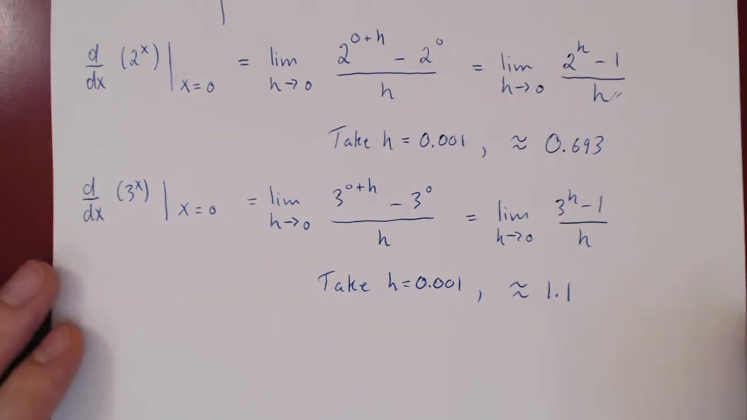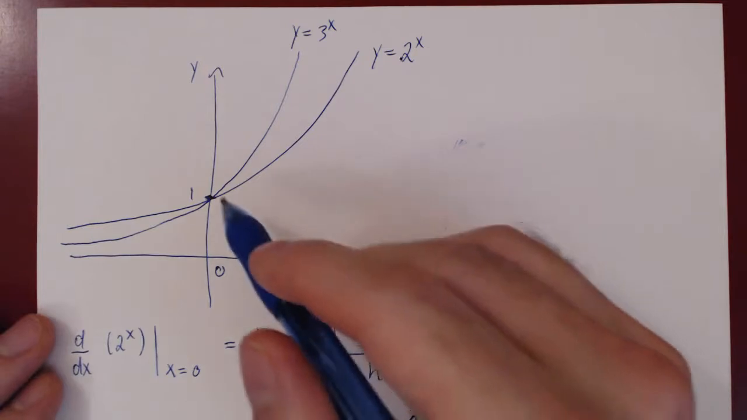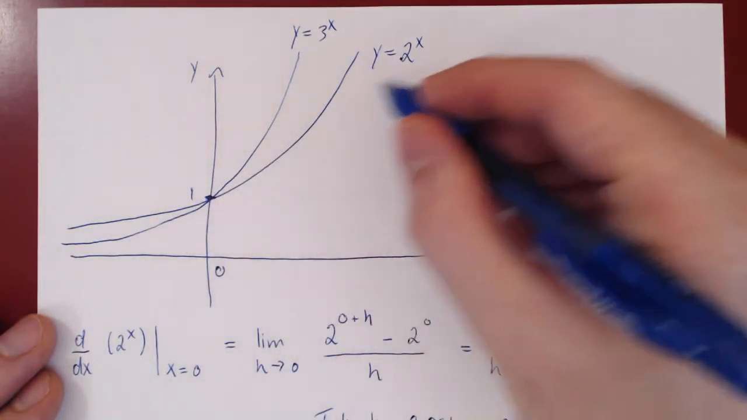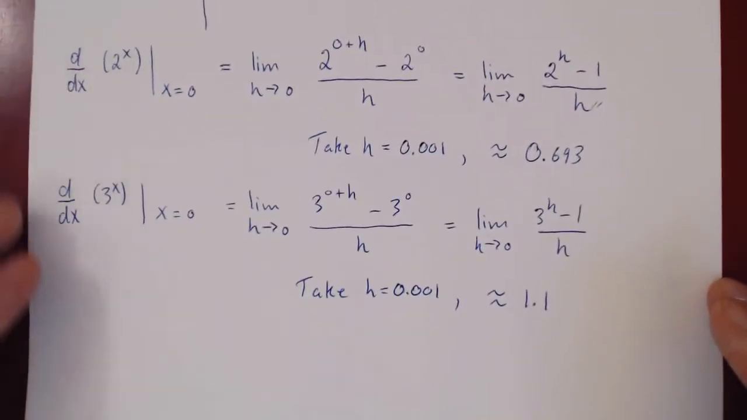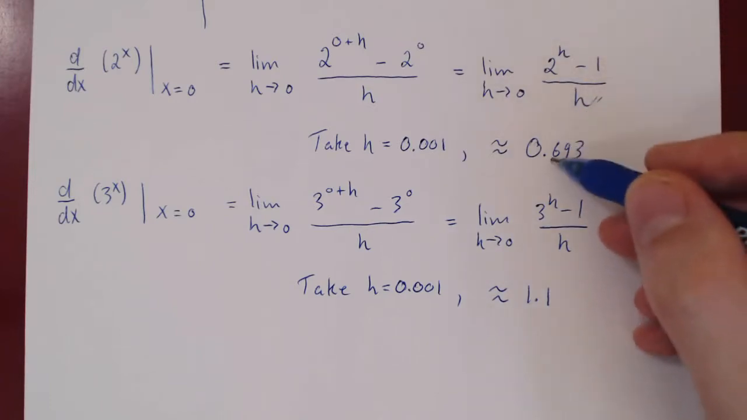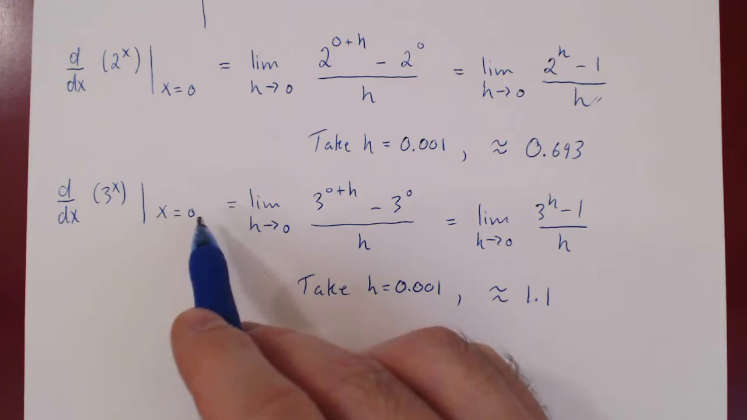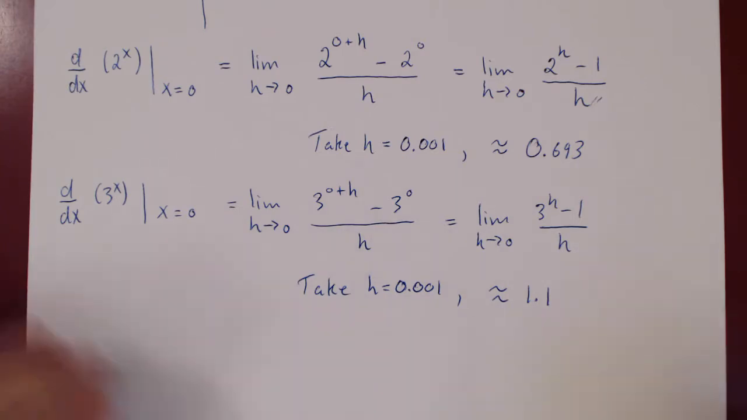So here's what's interesting. If you go back to the graph of 2 to the x and 3 to the x, you can see that at 0 specifically, the slope of 3 to the x is bigger than the slope of 2 to the x. The slope of 2 to the x at 0 is roughly 0.69, and the slope of 3 to the x at x equals 0 is roughly 1.1. And then the question is, does there exist a number between 2 and 3 where the slope at 0 is exactly 1?